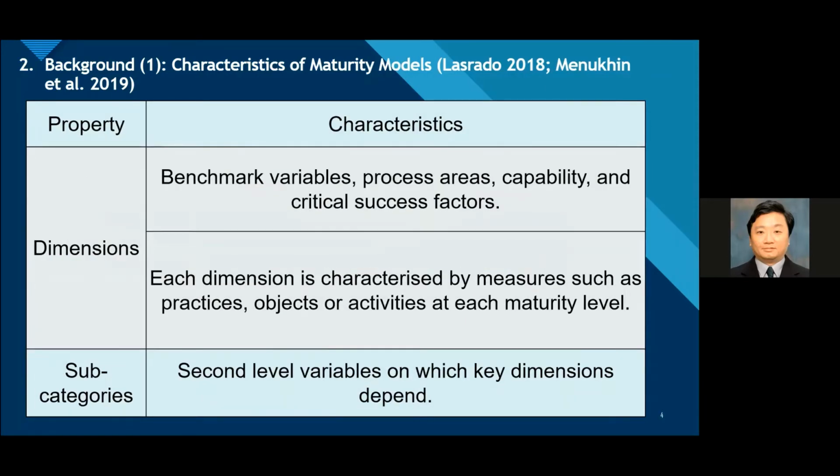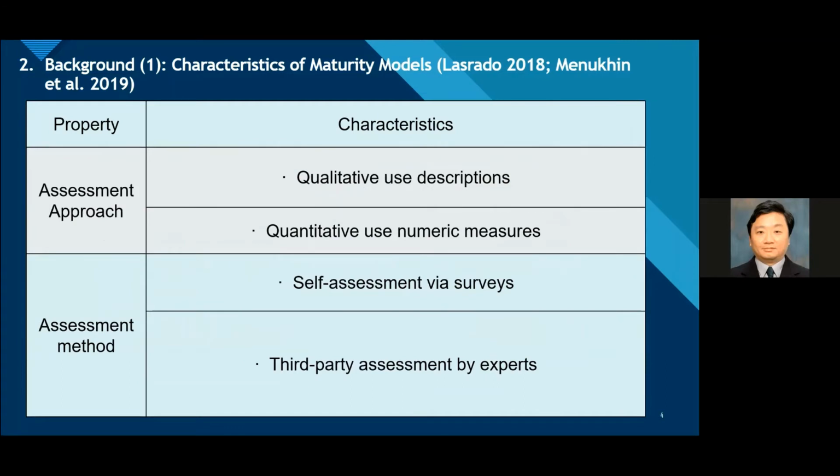Dimensions are also termed as benchmark variables, process area, capability, and critical success factors. Each dimension is characterized by measures such as practice, object, or activities at maturity level. They are also divided into subcategories, which are second level variables on which the key dimension depends. The two common assessment approaches are qualitative, which uses description, and quantitative, which uses numeric measures. The two common assessment methods are self-assessment using surveys or third-party assessment by experts.